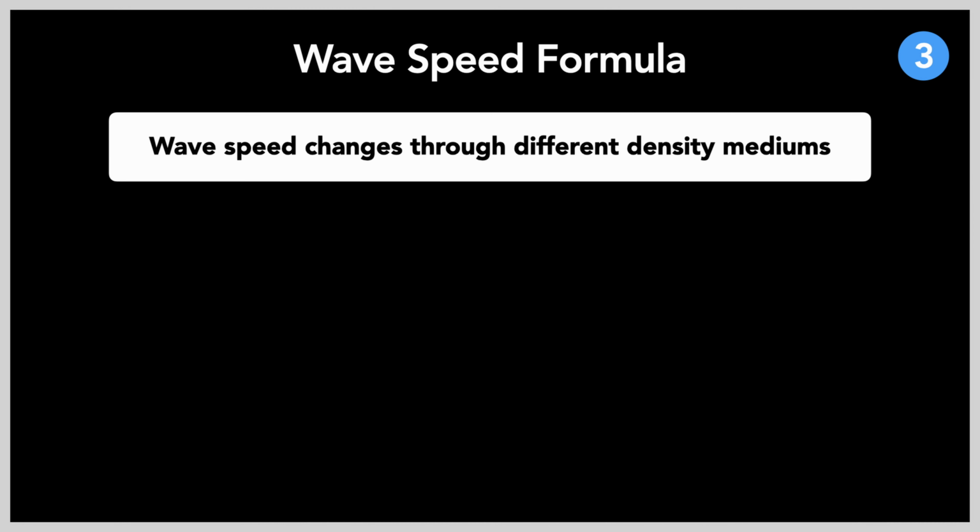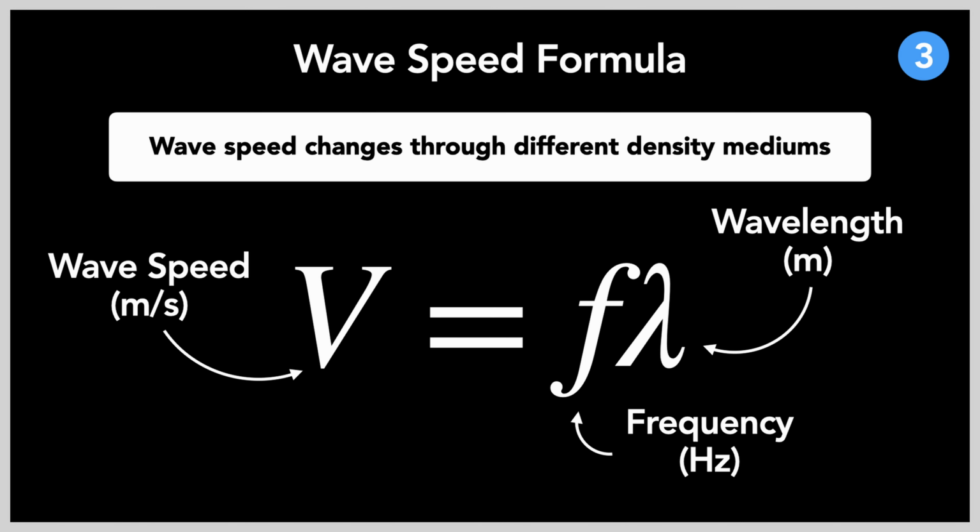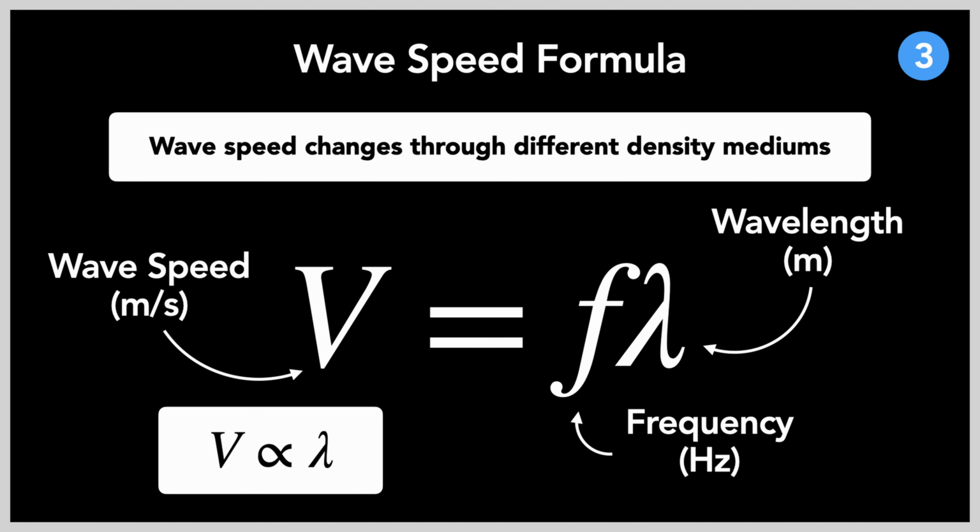We know that the speed of a light wave changes when it passes through mediums of different densities. Let's bring the wave speed formula into the mix, which states that the wave speed is equal to the frequency multiplied by wavelength. Note that the wavelength is the only metric that is independent, while the frequency of the wave always stays constant. Thus, the speed of the wave is directly proportional to its wavelength.